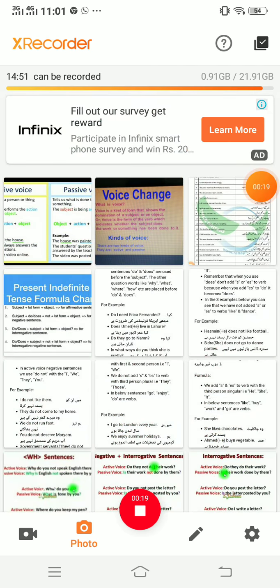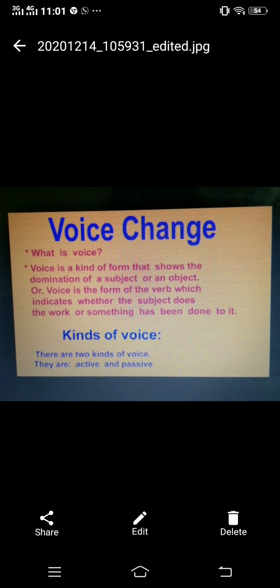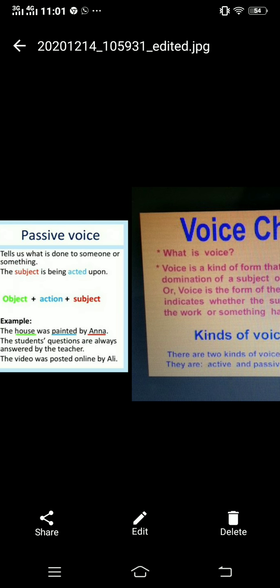For this, you have to know about the use of active and passive voice, or what is the use of voice change. What is voice? Voice is a kind of form that shows the domination of a subject or an object. In easy words, voice is the form of the verb which indicates whether the subject does the work or something has been done to it. There are two kinds of voice: active voice and passive voice.